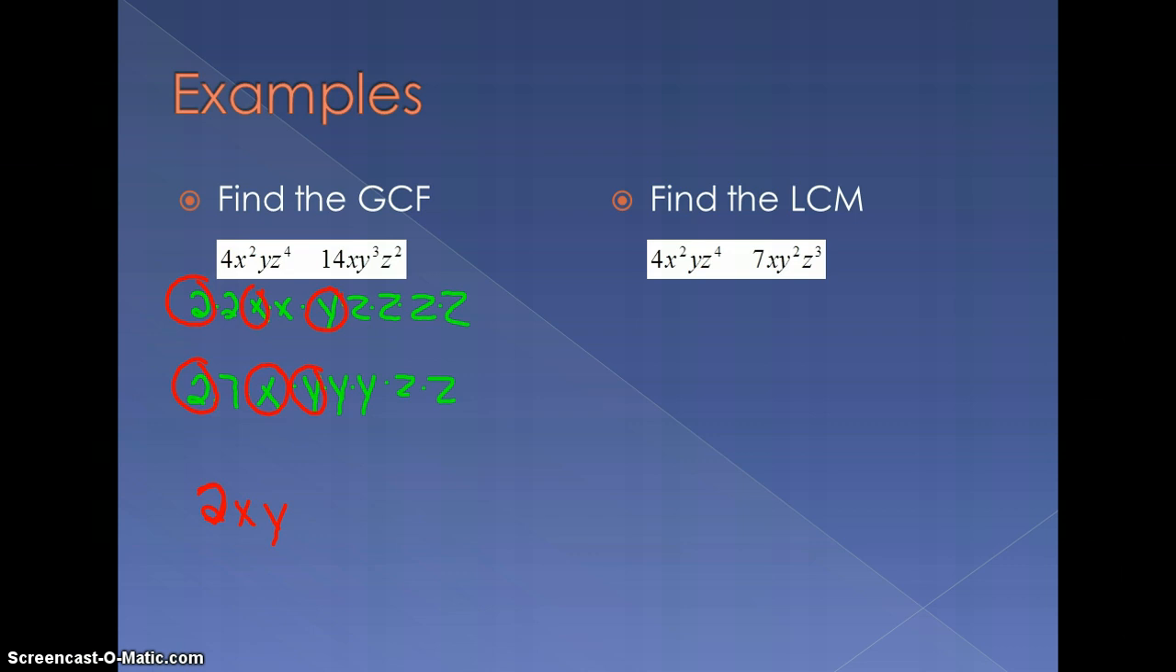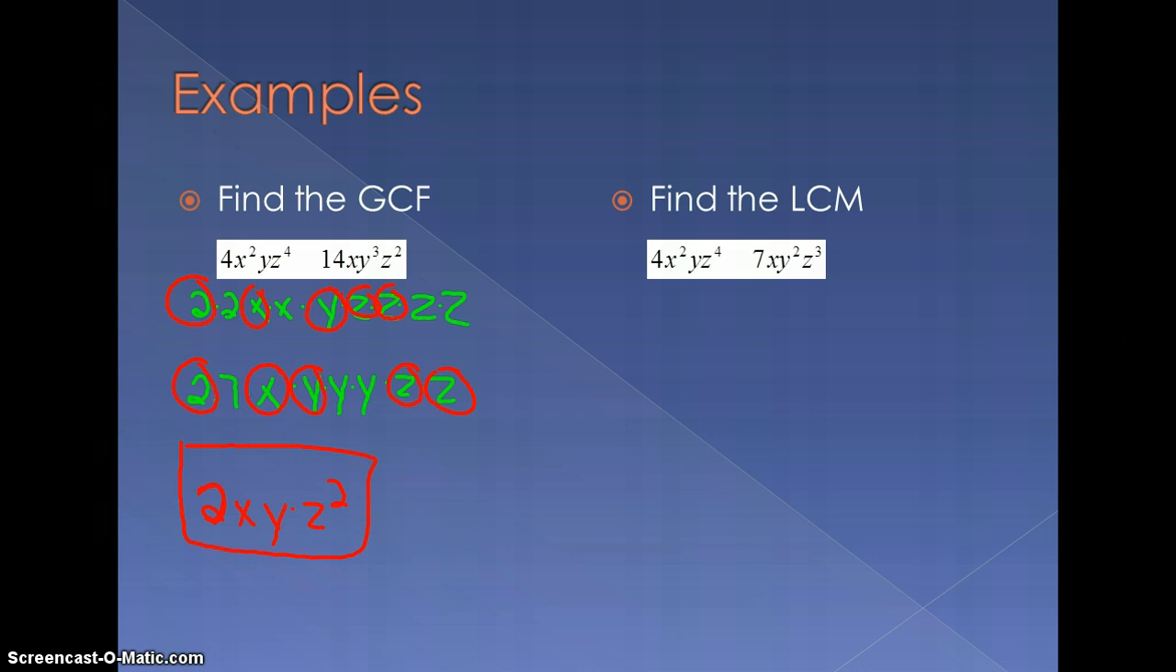Okay, I forgot to circle the x up there. And I circle 2 z's down here. That means I circle 2 up there. So I would end up with z squared. So the greatest common factor of those two terms is 2xy z squared.